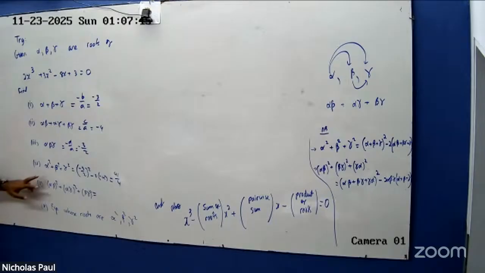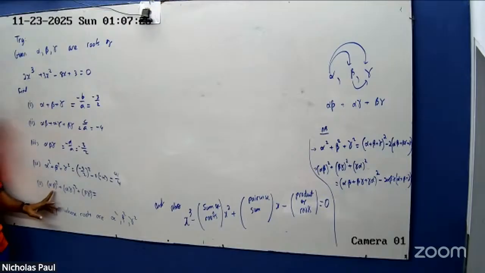Oh, you got that right? Yeah, so you got that? 41 on 4. Check the next one. Alpha beta squared plus alpha gamma squared, right?